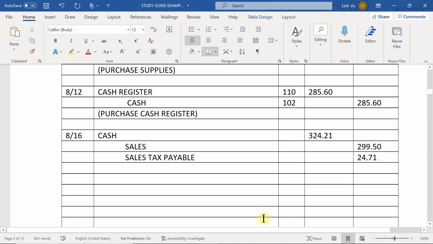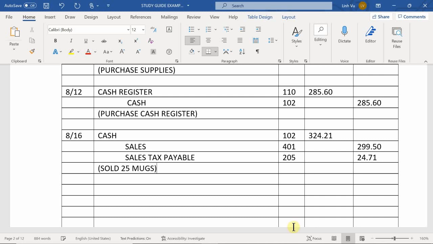Oh, that's another stack. Let me see. Okay, so cash we have a 102. Sales, it is 401. Okay, and sales tax, 205, sorry. Good. All right. And anything you want to say here? Oh, well, we sell 50, how many? 25, actually. We sold 25.